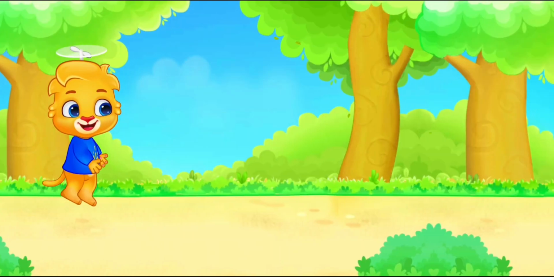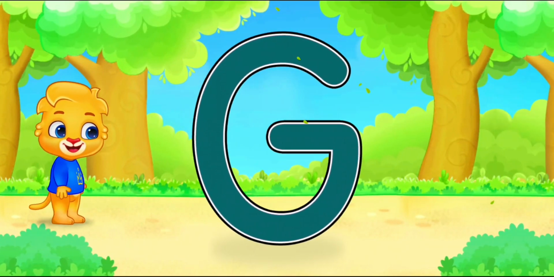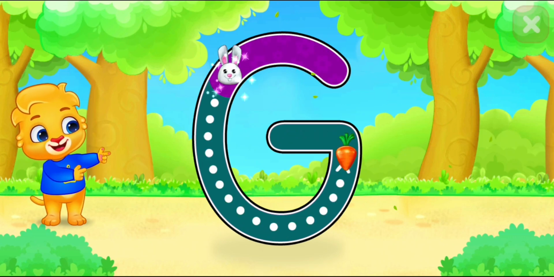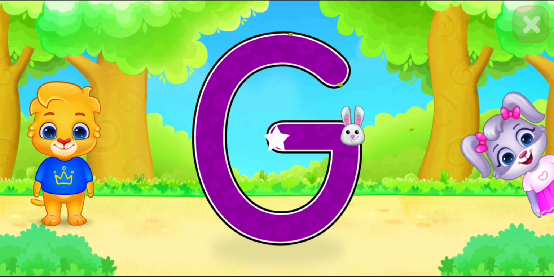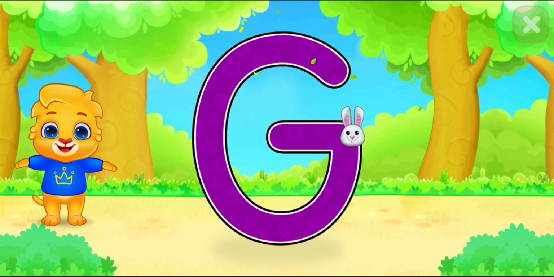Now we move towards our next letter, that is G. In G, rabbit will move towards carrot. Rabbit will move towards carrot. We draw our letter G.